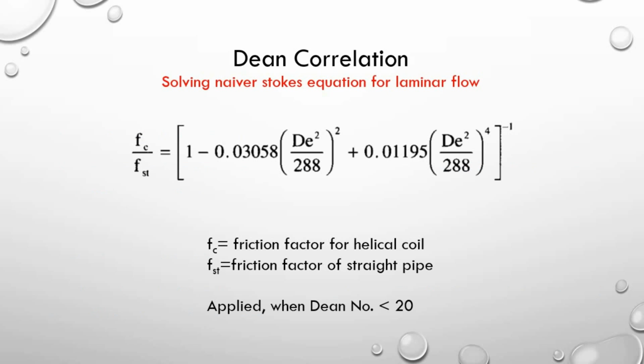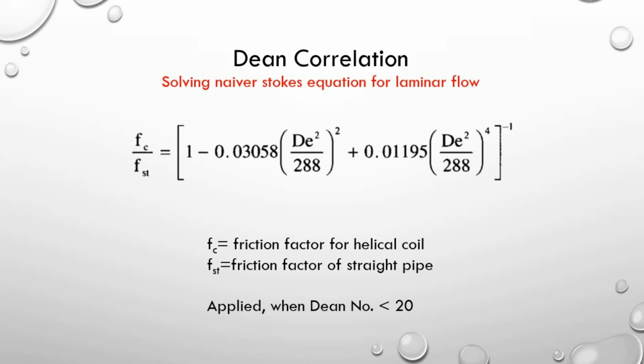Dean solved the Navier-Stokes equation for fully developed laminar flow in an analytical way, and provided the following correlation. Here we can see that Fc is the friction factor for a helical coil, and Fst is the friction factor for a straight pipe. The only limitation of the Dean correlation is that it only applies when the Dean number is less than 20.